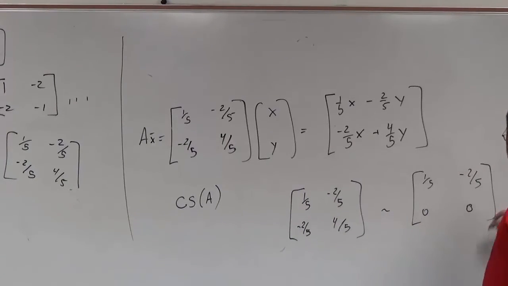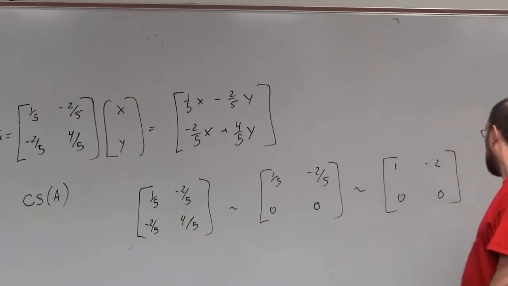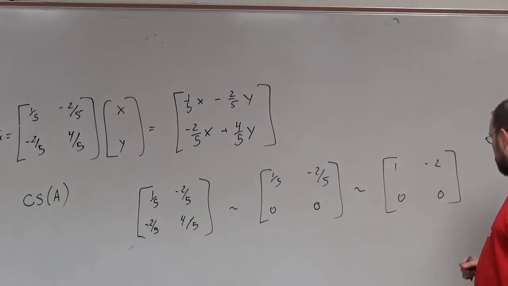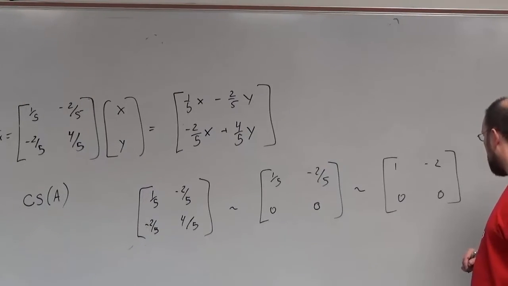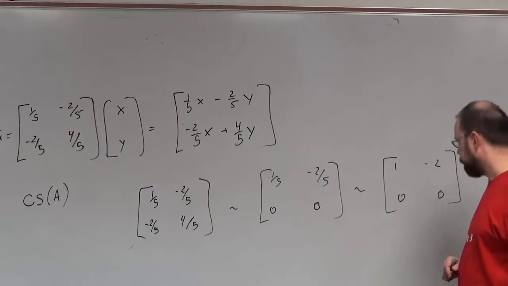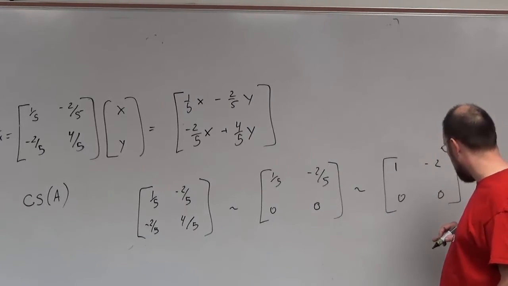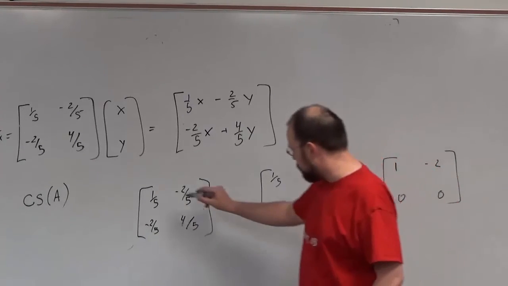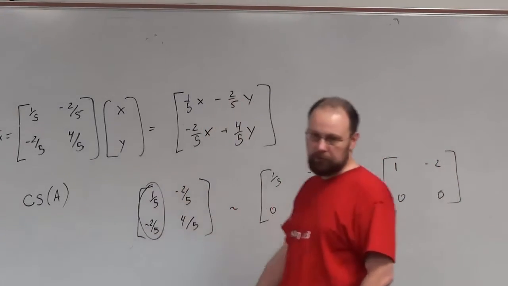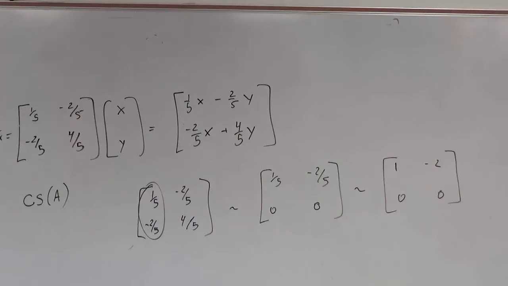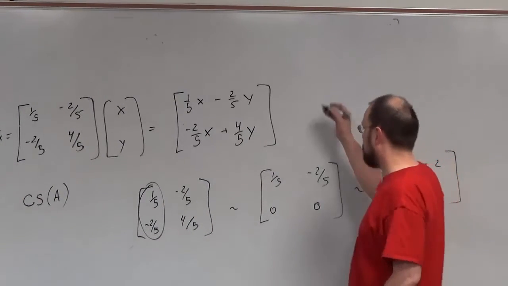There we go. Multiply by 5. Okay, so this is the reduced matrix. So what's the basis for the column space of matrix A? The first column in the reduced version of our matrix has a leading 1. So the first column in the original matrix is a basis for the column space.